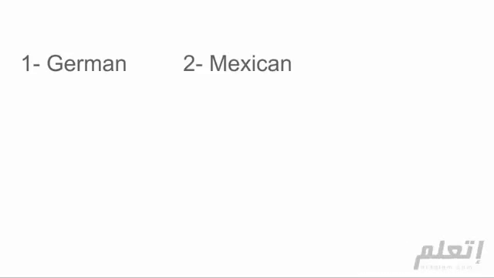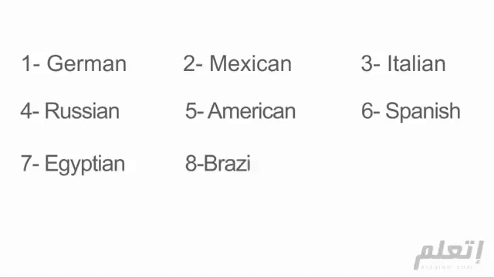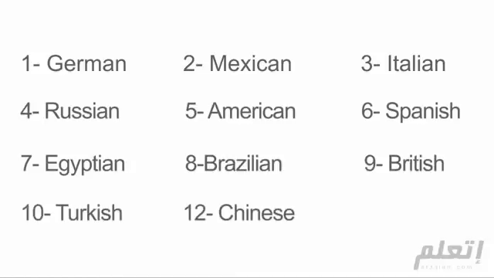Now let's come to nationalities. And we need to do some stuff together. As you see, we've got some nationalities here written on the screen. What I want you to do first is listen carefully and repeat. German, Mexican, Italian, Russian, American, Spanish, Egyptian, Brazilian, British, Turkish, Chinese, Australian.